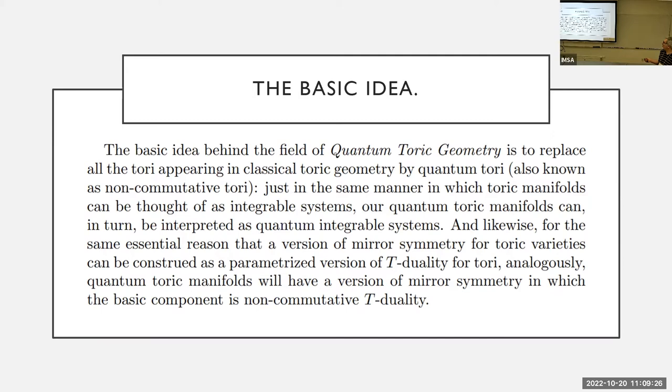Just in the same manner in which toric manifolds can be thought of as integrable systems, quantum toric manifolds can in turn be interpreted as quantum integrable systems. And likewise, for the same essential reason that a version of mirror symmetry for toric varieties can be construed as a parametrized version of T-duality for tori, and this already appeared in Bernardo's talk, analogously, quantum toric manifolds will have a version of mirror symmetry in which the basic component is a non-commutative version of T-duality.